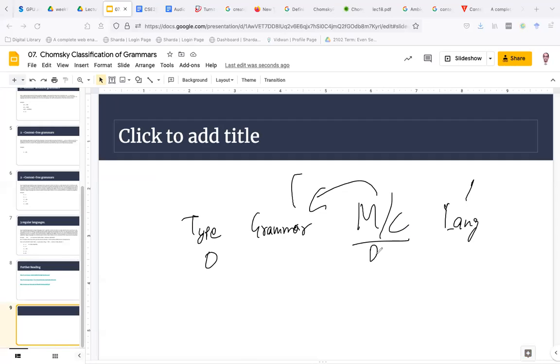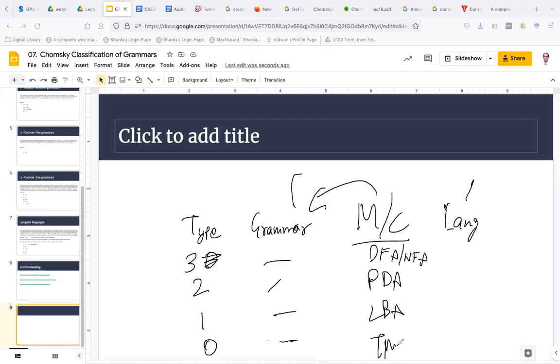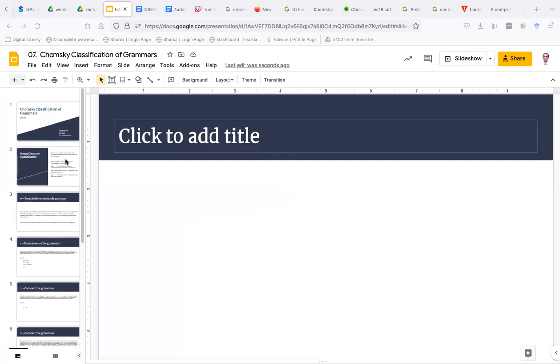तो type 3 में आ गया DFA और NFA. Sorry, type 0 नहीं, it is type 3. Type 2 जो भी नाम है, अब नाम अपने आप देख लेंगे ये भी. That is PDA, push down automata. Type 1 is linear bound automata and type 0 भी आएगा. Type 0 is what? Type 0 is Turing machine. ठीक है, वो भी बताता type 0 का मतलब क्या है. ठीक है.